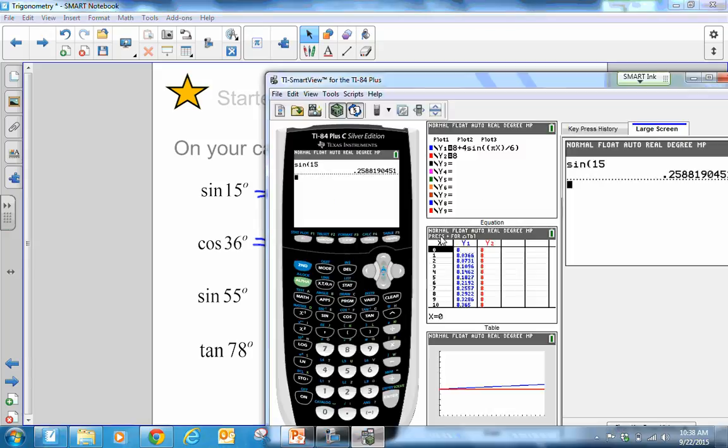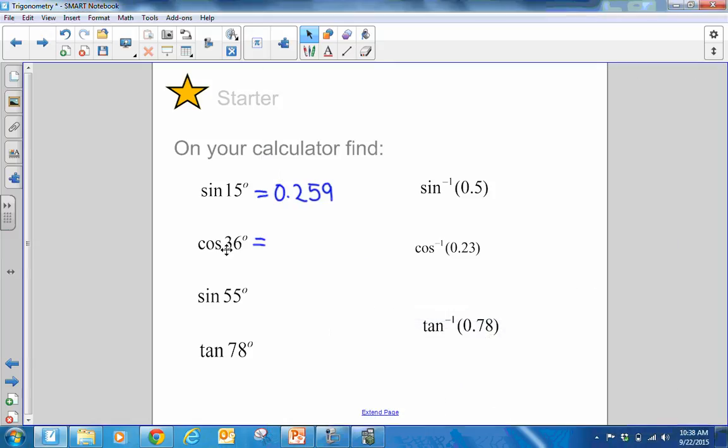Okay, let's see. So then we have cos of 36, and that's 0.809. Now you can continue doing cos of 36, sine of 55, sine of 78. You can stop the video and do those. And then I'm going to show you how to do the inverse, the inverse of the sine.